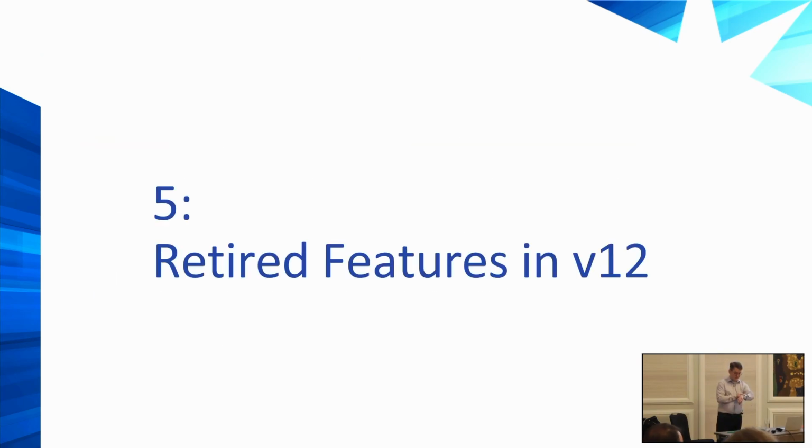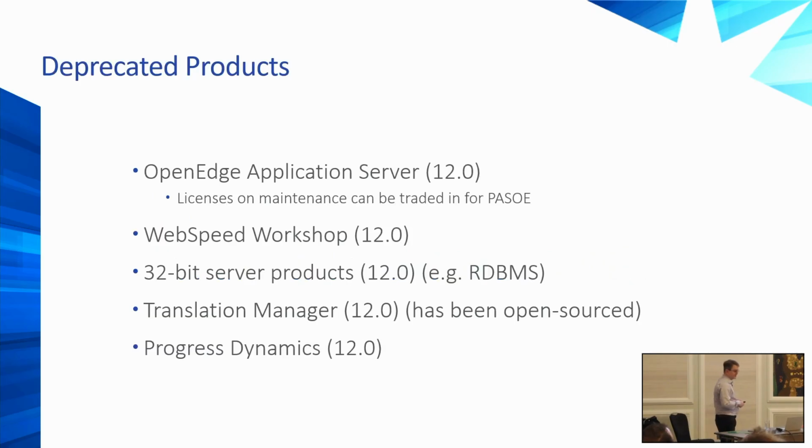So, we've got a few minutes left. We're going to talk quickly about some things that go away in 12. Upgrades aren't always, there are a few things that we lose. I've already mentioned app server and web speed. They've gone and they're replaced by PUG. 32-bit database is gone. So if you're on Windows and you're using 32-bit database, you're now going to move to 64-bit database. And if you're using shared memory connections, that means you also have to migrate to 64-bit clients. So that could have compatibility concerns.